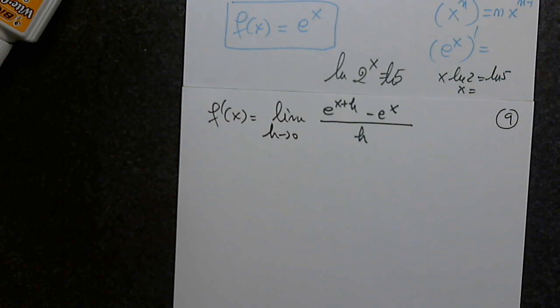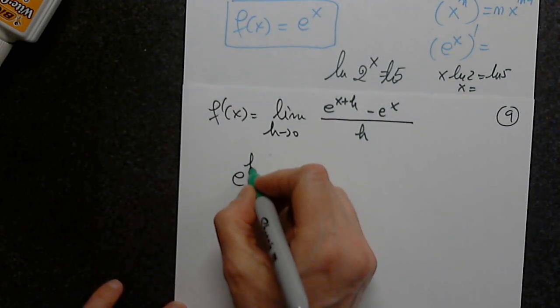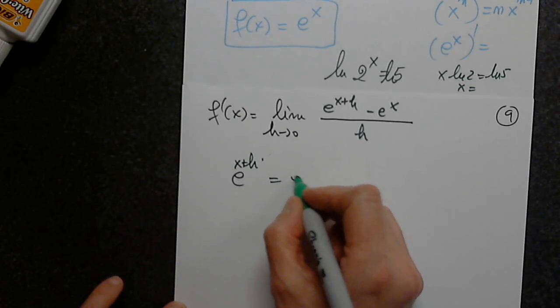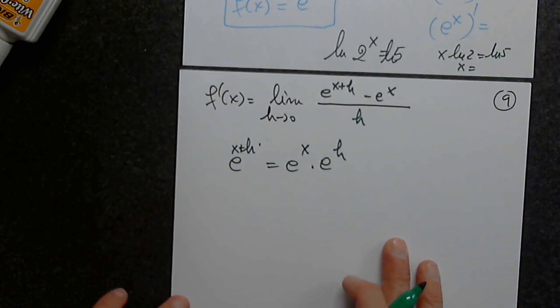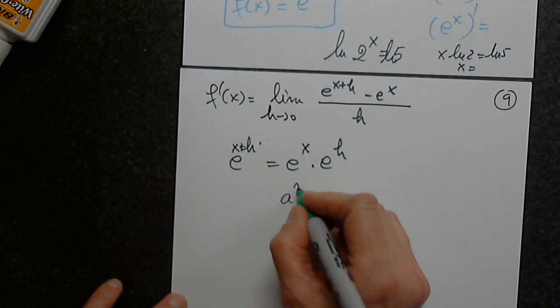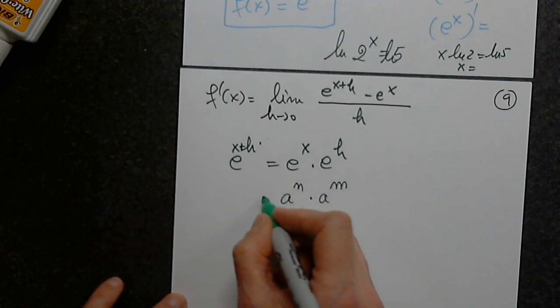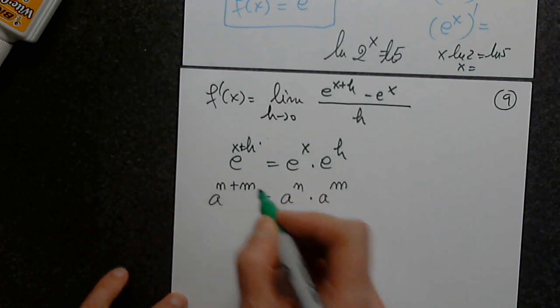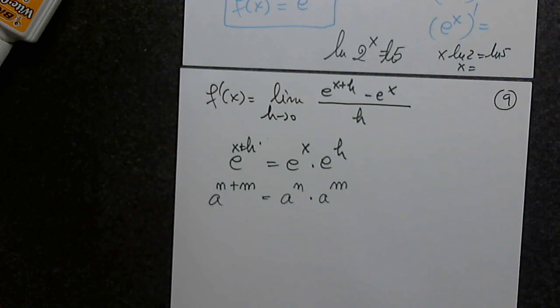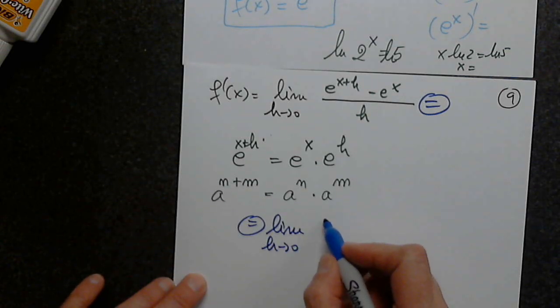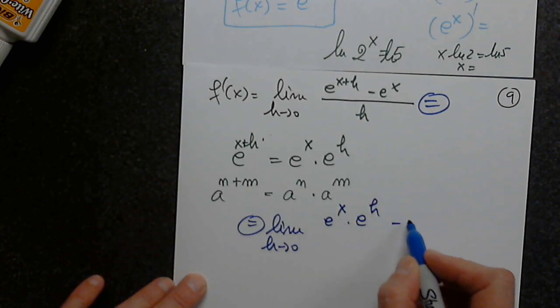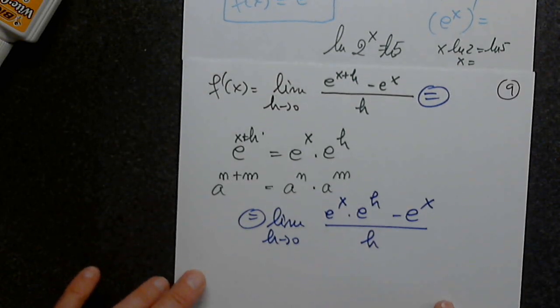Thank you very much, of course. So let's talk about this. E to the x plus h is the same as e to the x times e to the h. This is an exponential rule that we learned like a million years ago. So a to the n times a to the m equals a to the n plus m. And I need to split it like that. Excellent. Thank you, Jen. Okay, so this is the limit as h approaches 0 of e to the x times e to the h minus e to the x, divided by h.